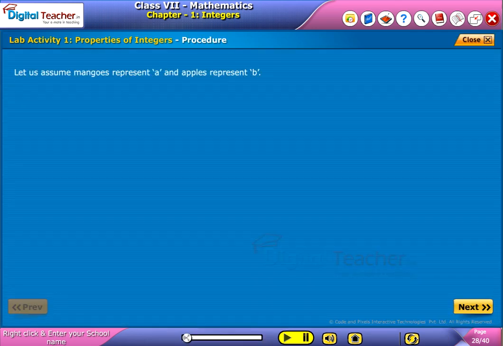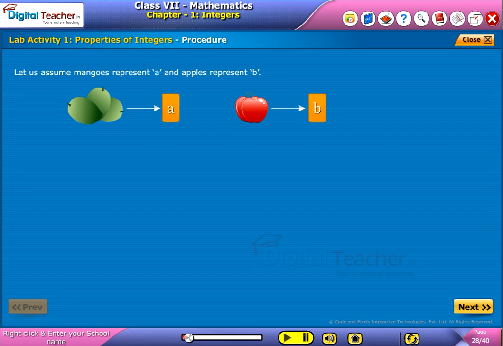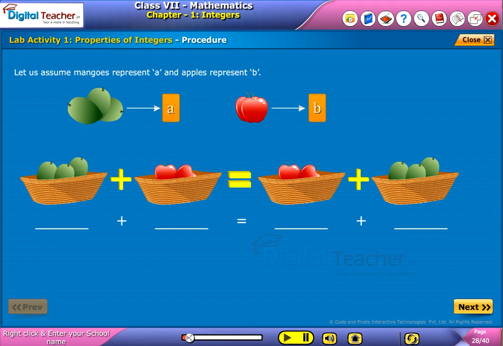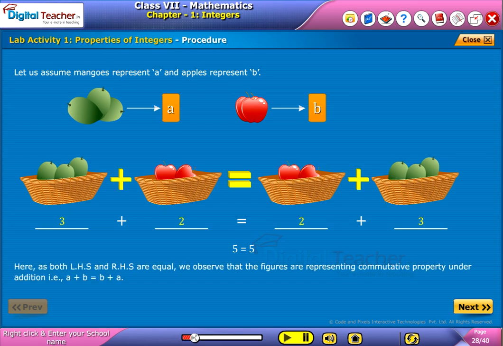Let us assume mangoes represent A and apples represent B. The correct numerical values of the mangoes and apples are noted in the given fields. Here, as both LHS and RHS are equal, we observe that the figures are representing commutative.